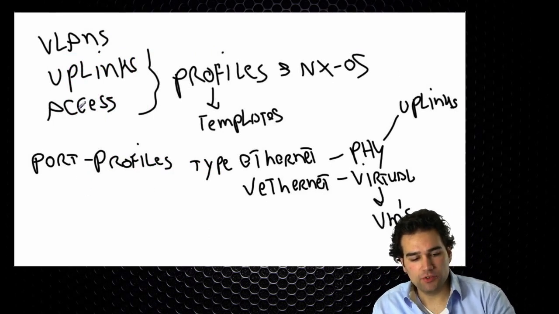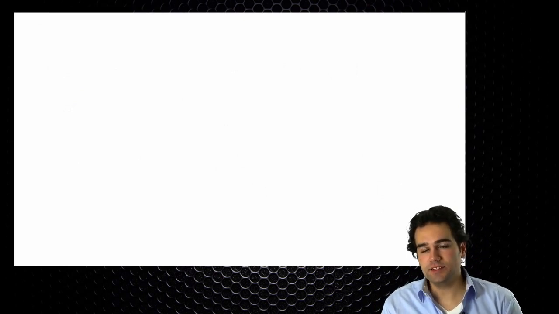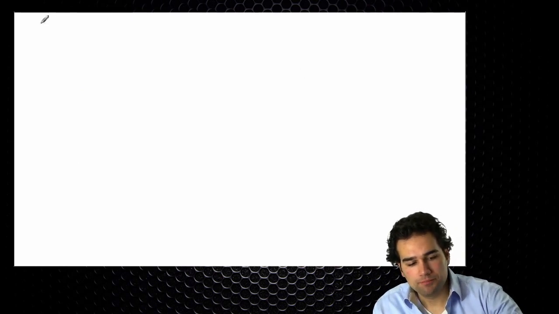So when I start configuring, what do I need at least? What is the minimum configuration I need on the Nexus 1000V? Well, first of all, that is the connection to vCenter.